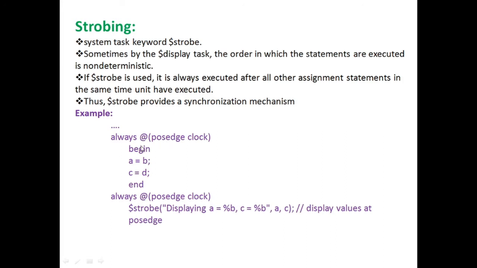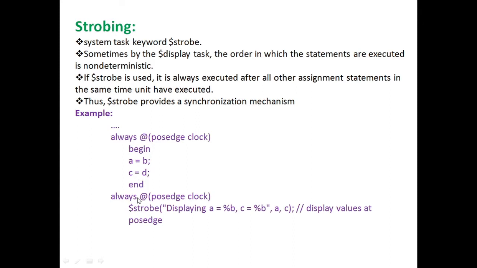So here I am having two different always blocks. You can see these two always blocks will start execution at the same time unit, right? So instead of $strobe, if I have kept a $display here, by mistake or by chance, A is dependent on B, and C is dependent on D. By mistake, I don't know which always block is executed first.